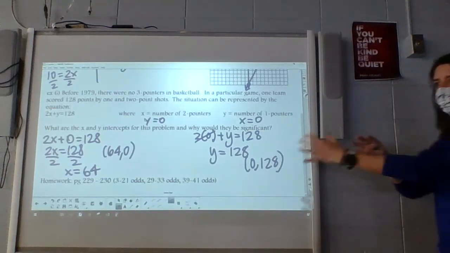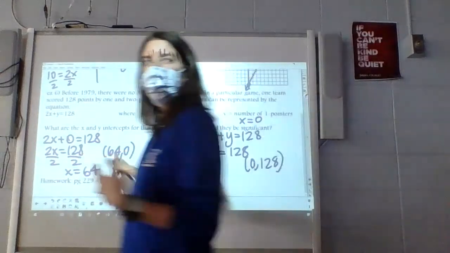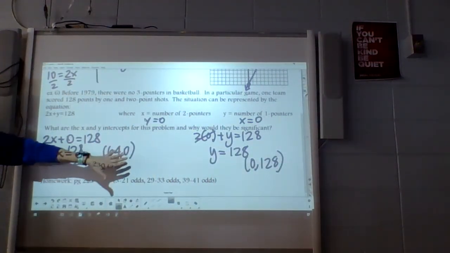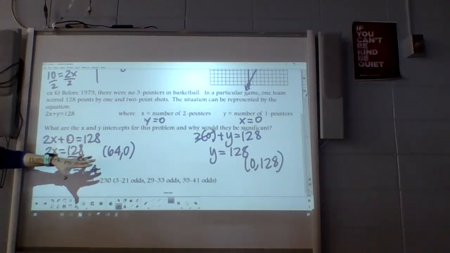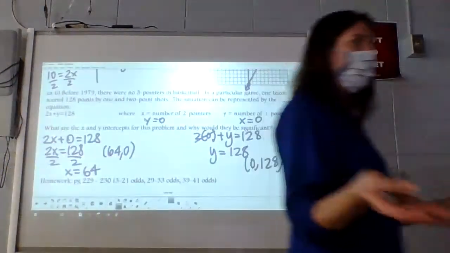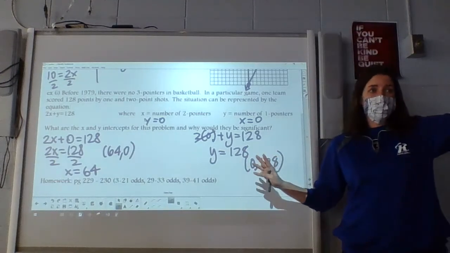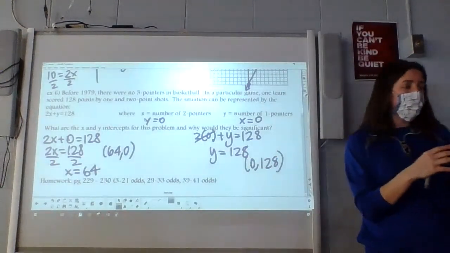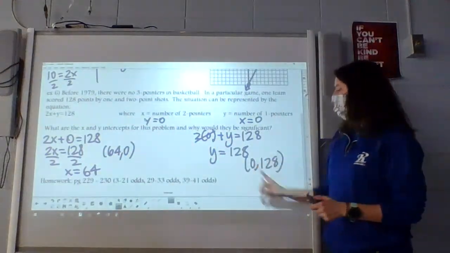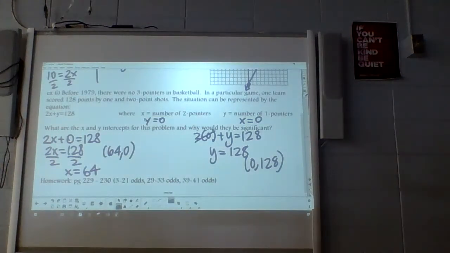So obviously that's one end of the spectrum. What's the other end? So how would I explain this 64? Yeah, if they didn't have any free throws, either they're horrible on the free-throw line or the refs aren't calling anything, we have 64 2-pointers and no free throws. It's probably more likely a combination of those things happened, somewhere in between, but that's the most 2-pointers they could have scored, and this is the most free throws they could have scored in this game. So those are the two ends of the spectrum.